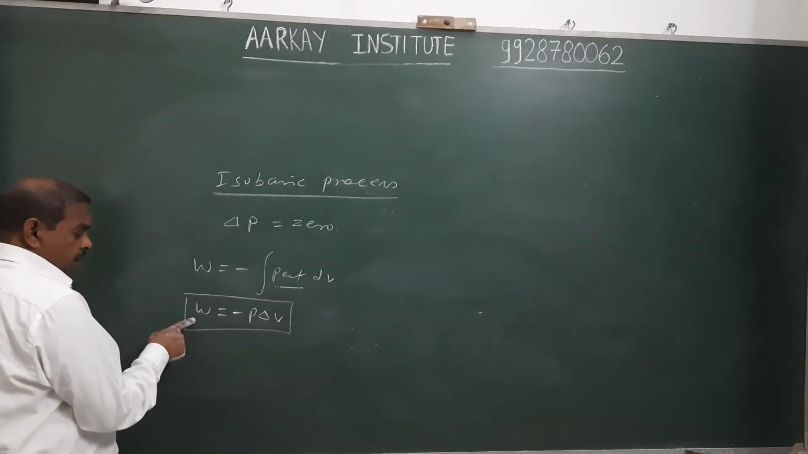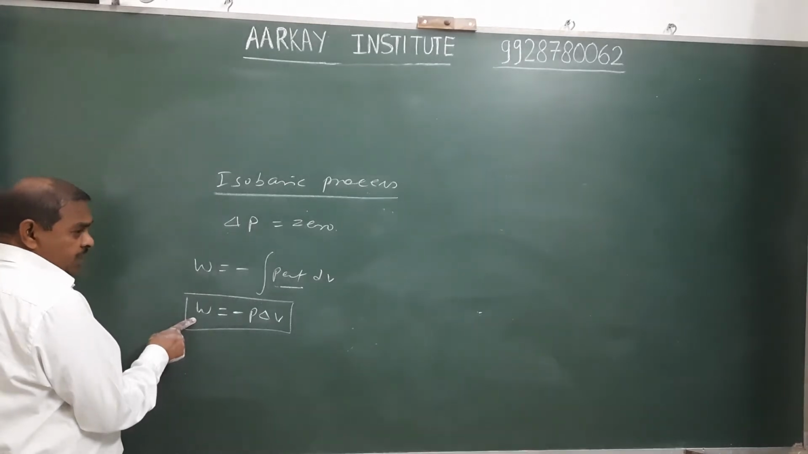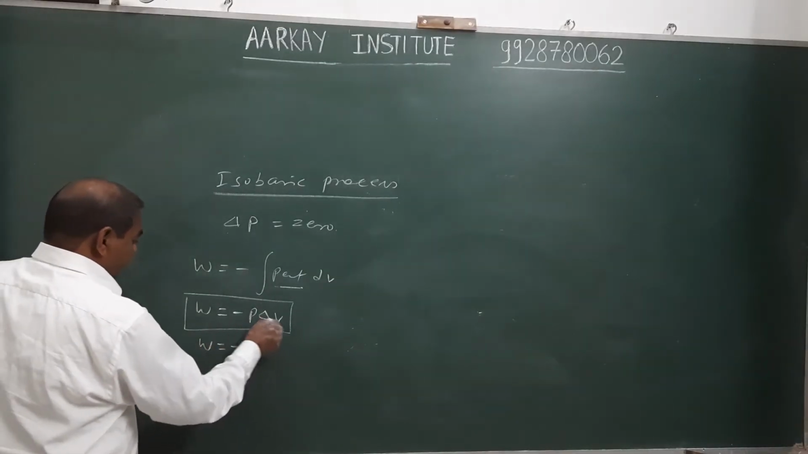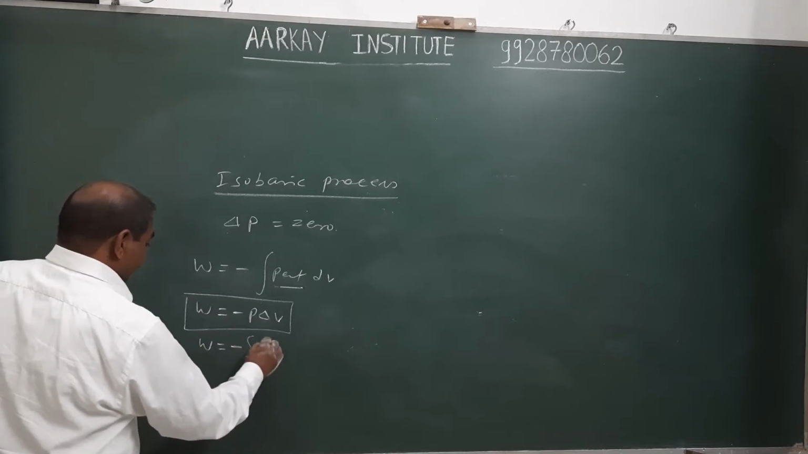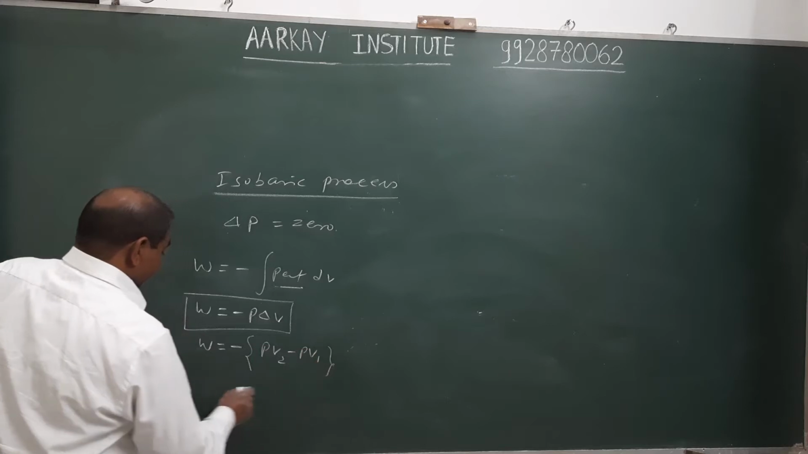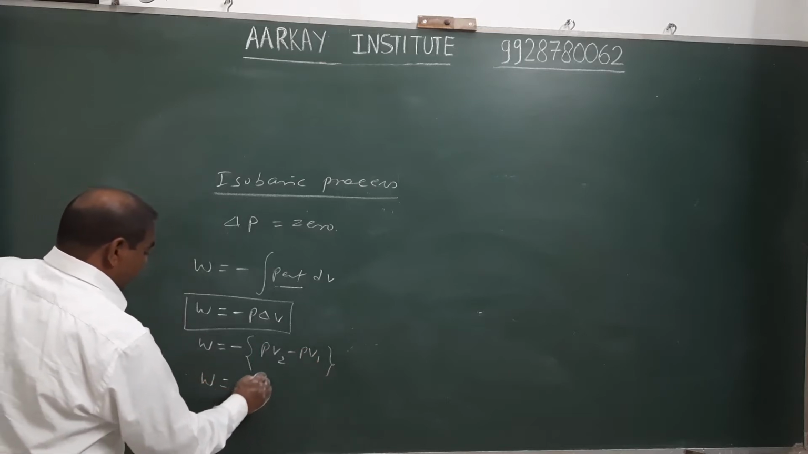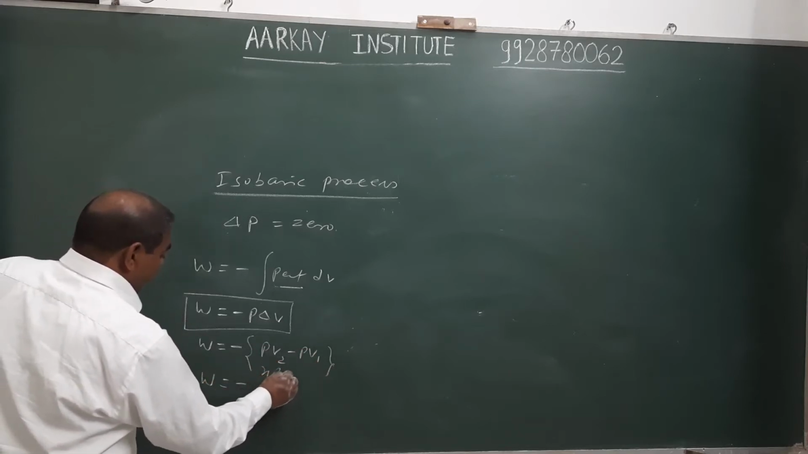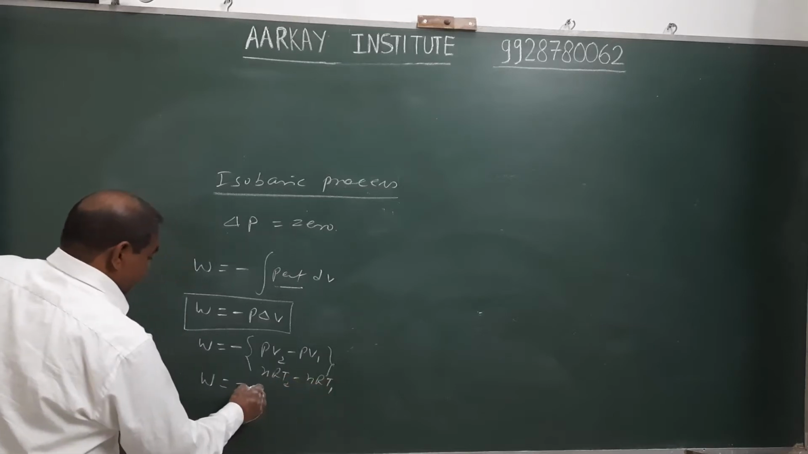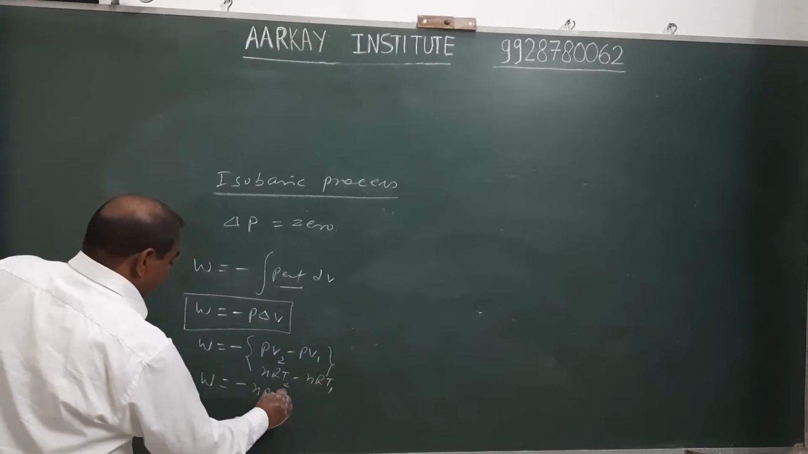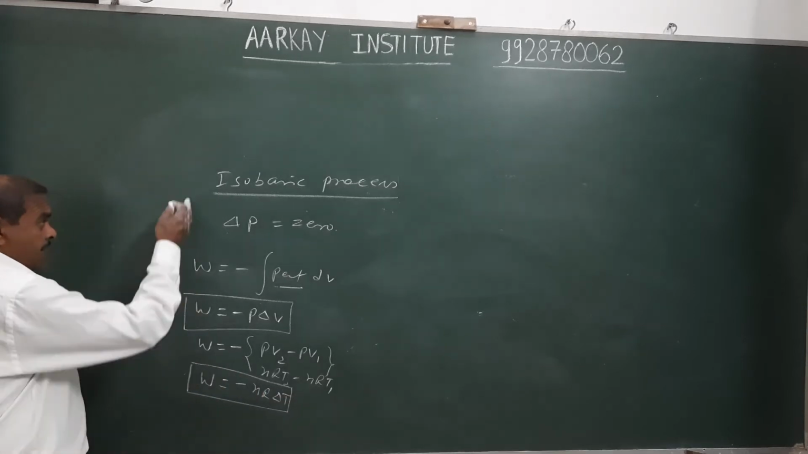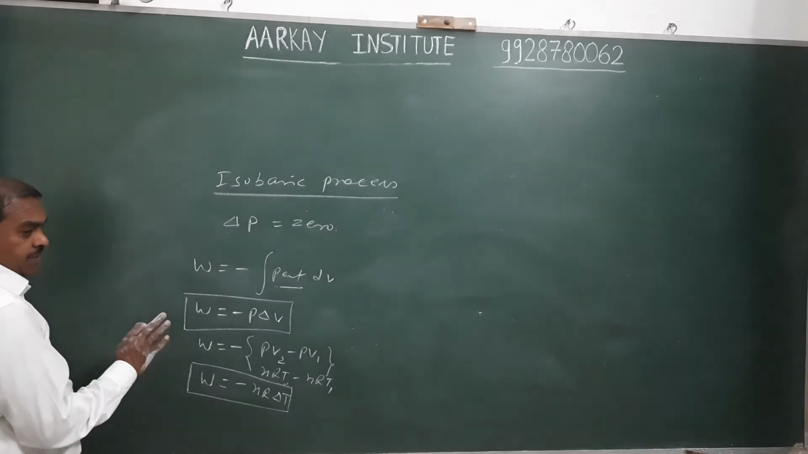This formula is also applicable for expansion and compression, and we can also write P delta V as P V2 minus P V1, and hence W equals minus nRT2 minus nRT1, and hence work is equal to minus nR delta T. Also calculate in case of isobaric process, the change in temperature.